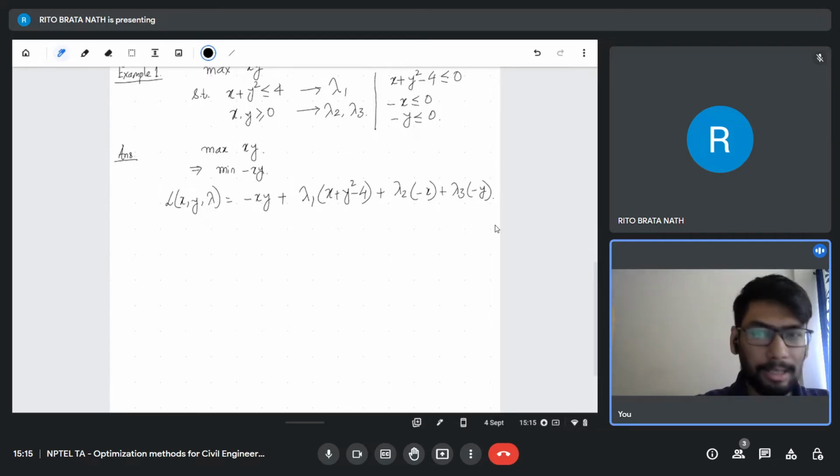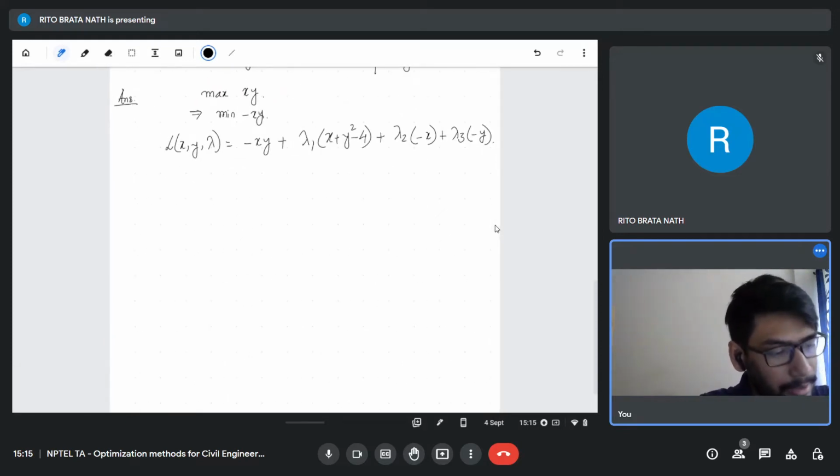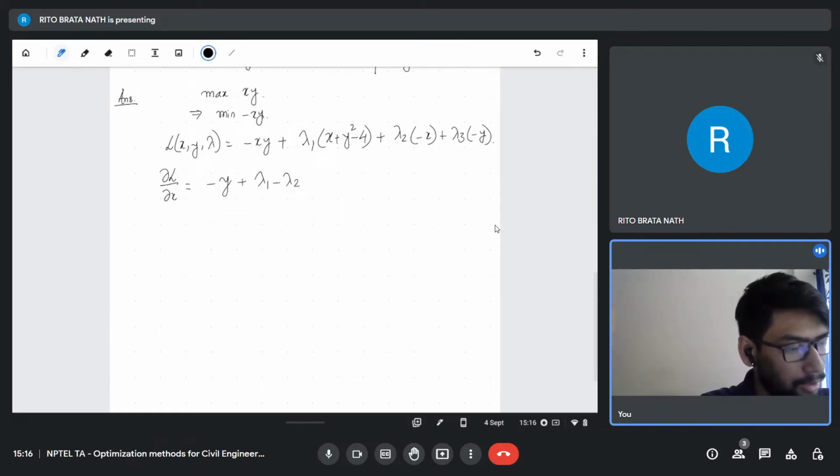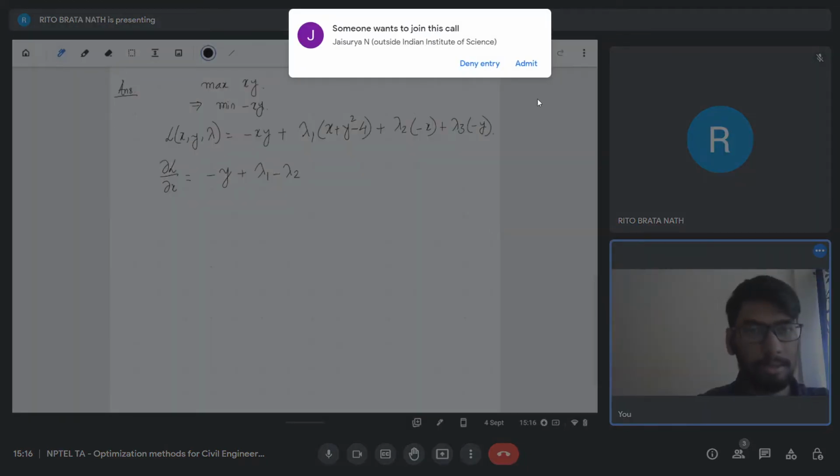So first let's take the fourth condition, which is the gradient of the Lagrangian with respect to x and y should vanish. So let me do that exactly. So what I can write is del L of del x. So this will become minus of y plus lambda 1, then you have minus of lambda 2, and that is all. So that's the terms containing x.